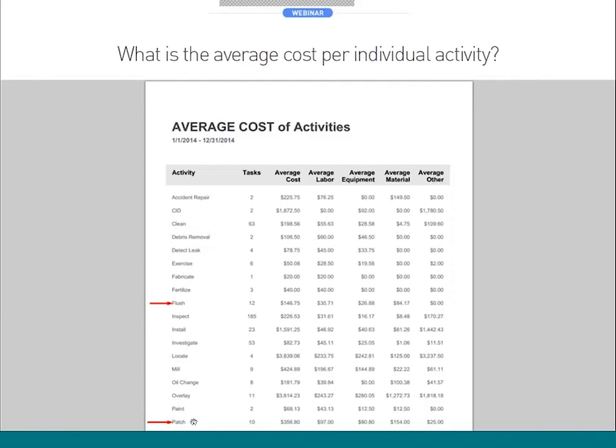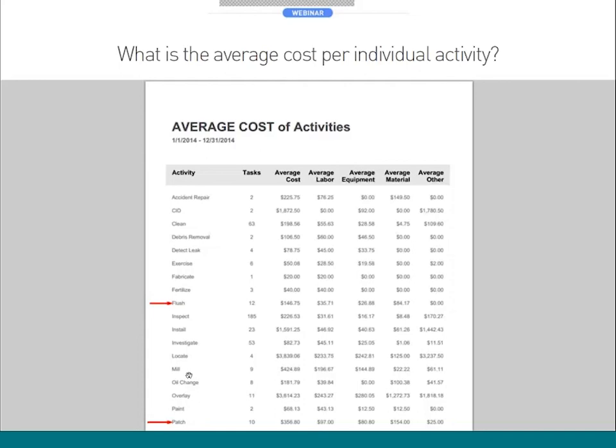So what is the average cost per individual activity? What is involved with the patch or the flushing activity or any of these other ones that we see? What do they cost us per incident? What is it costing us per year, per month, however it is you want to break it down? You want to be able to have those answers so that the people who need the answers know, and you can then more effectively manage what you have.